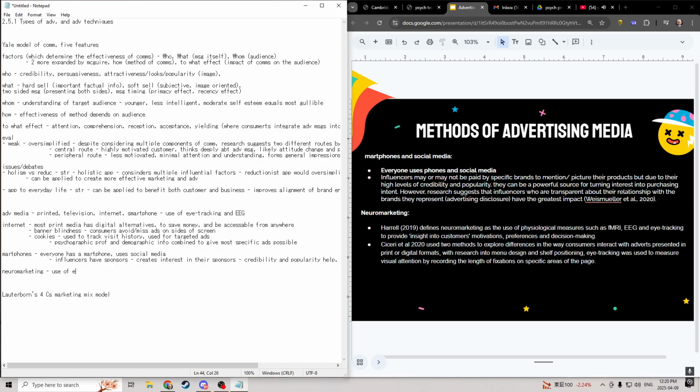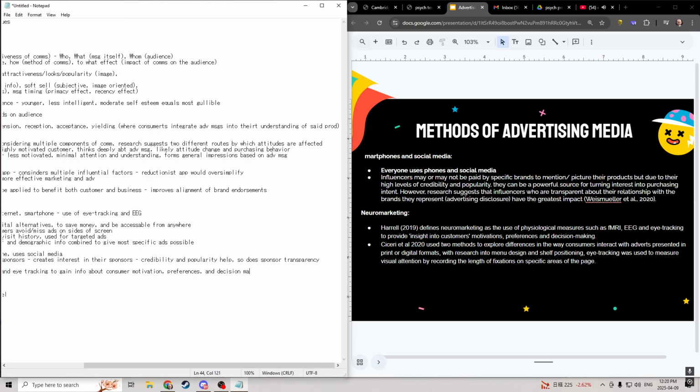Use of EEG, fMRI, and eye tracking to gain info about consumer motivation, preferences, and decision making.